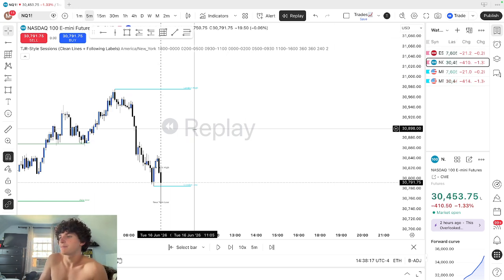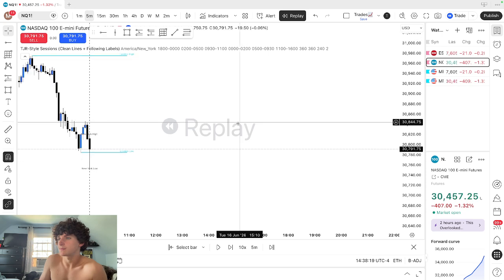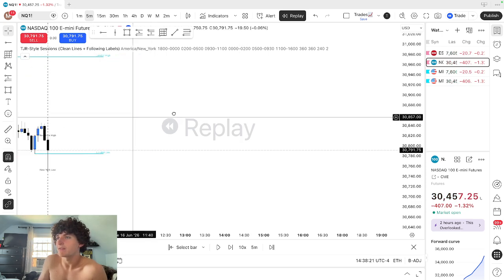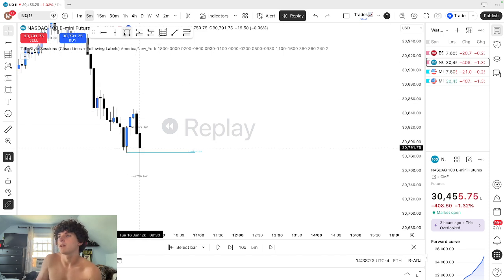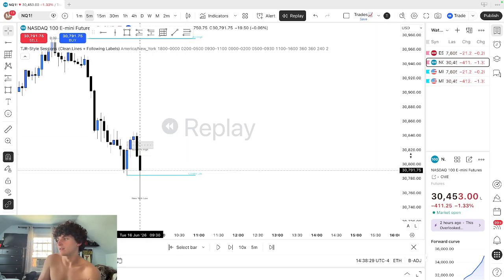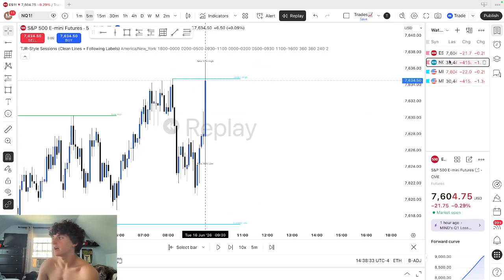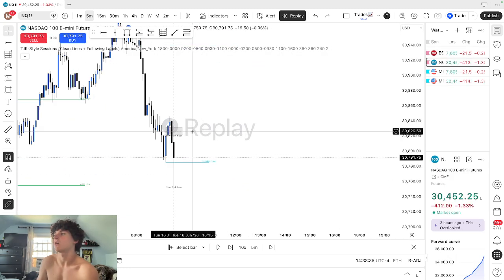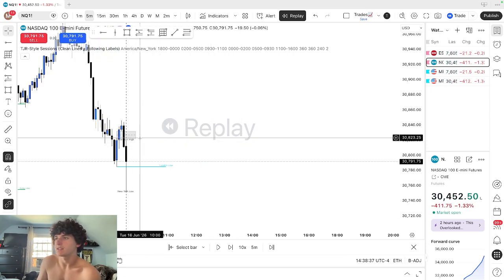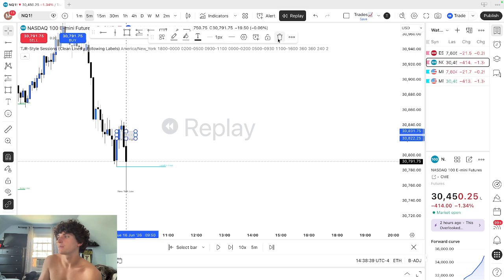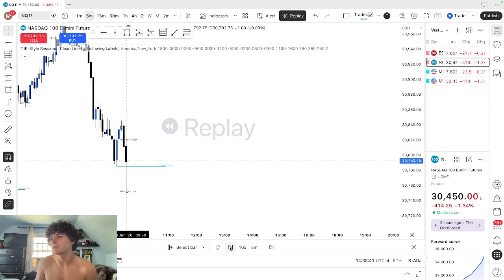Okay, then what happens? We inverse. Okay, so what's step one? We need a change in trend after the manipulation. So ES takes out London high. Now we're primarily looking for shorts on NQ. So we get this inverse fair value gap. Okay, boom. Now we're looking for a 5 minute retrace.